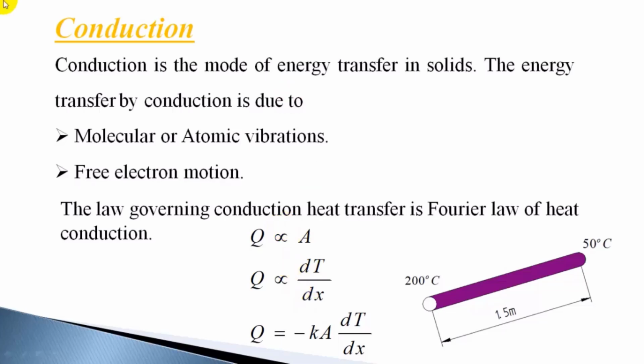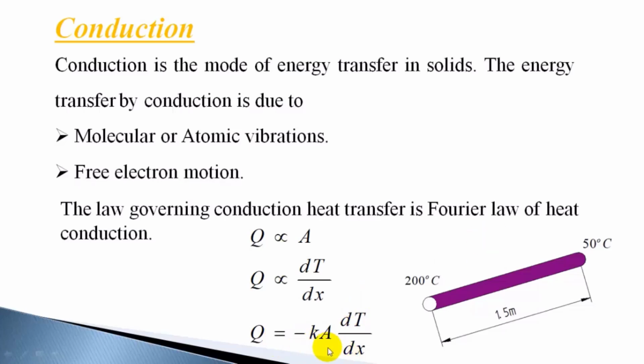So combining these two, we can say that Q is equal to minus K A dT by dx. This K is a proportionality constant introduced, and it is known as the thermal conductivity of the material. The minus sign is introduced because, as we have already seen, heat flows in one direction and usually in the direction of heat flow the temperature gradient is negative. To make that positive, we have introduced a negative sign.